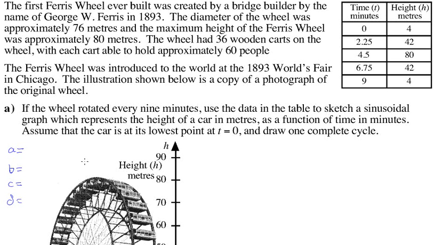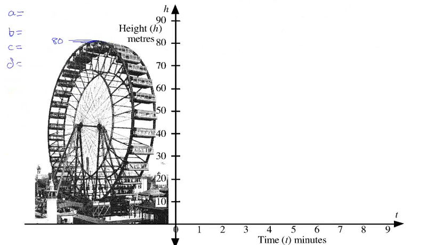They say the maximum height of the Ferris wheel was 80 meters. And the bottom of the wheel, well, they don't say where the bottom was, but they tell us indirectly. They say that the diameter of the wheel was 76 meters. So if the top of it is 80, the bottom of the wheel is 76 meters lower than that. So 80 take away 76 tells us the bottom of the wheel was at 4 meters off the ground.